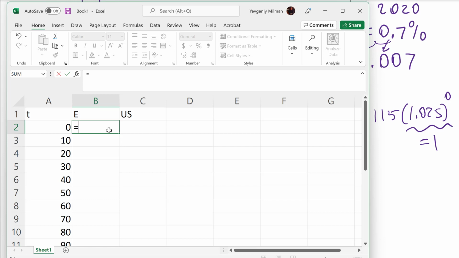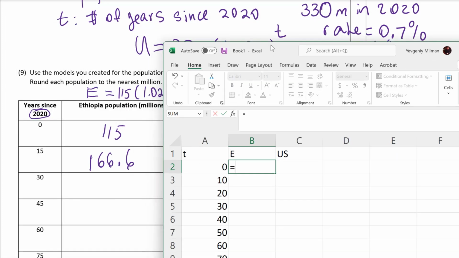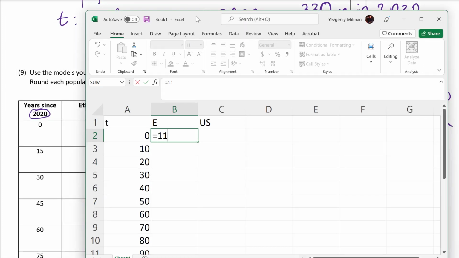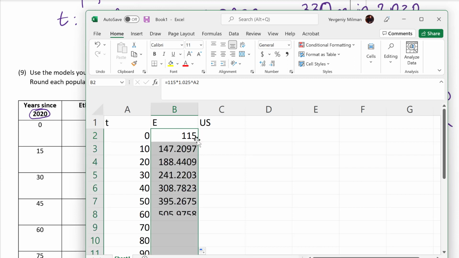So the population of Ethiopia started with 115, and then we multiplied by 1.025 to the power of the number of years that pass. You see what I'm doing? Starting with the equal sign and just selecting what the exponent is. Right here, I'm entering the formula, and then you can either drag it or you can double click.